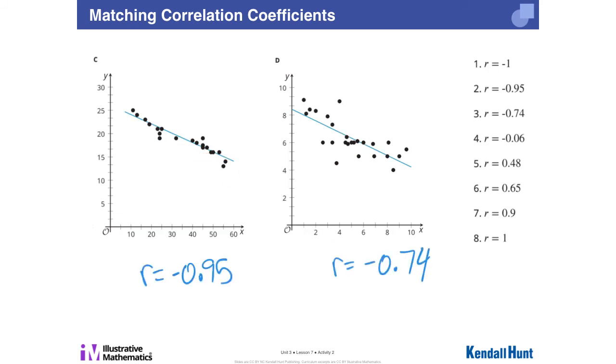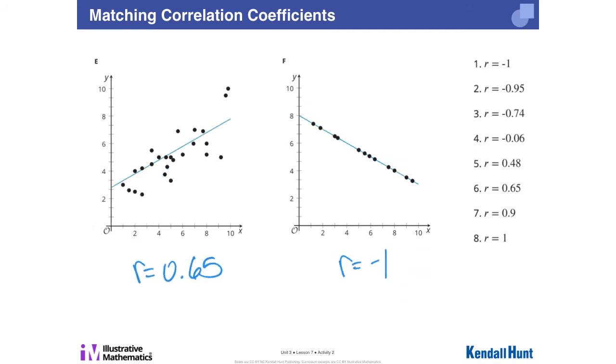Both C and D are going to have negative correlation coefficients because both of them have a negative slope. C has points that are a lot closer to the line, so this is going to be a lot closer to -1, so negative 0.95 fits good here, and this one just has points that are further away from the line, so negative 0.74 fits there. Looking at graph E, this is going to have a positive correlation coefficient, and looking at our options left, 0.65 matches this one better. It's further away from the line than our graph with 0.9, but the points are closer to the line than the next graph coming up.